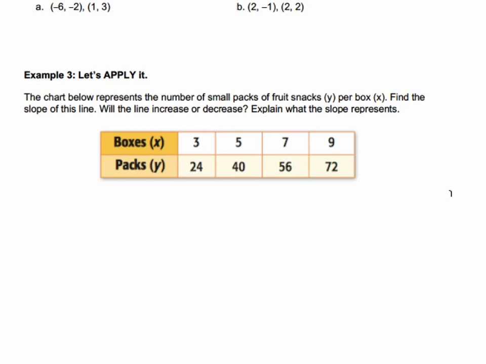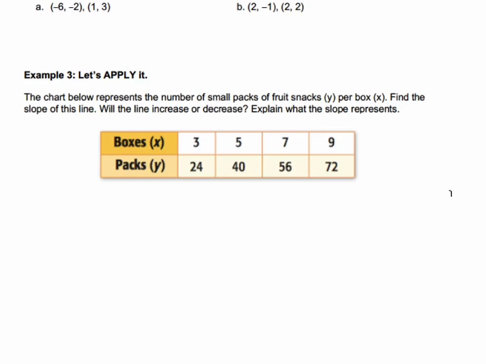All right, the chart below represents the number of small packs of fruit snacks. You know, if you imagine going to Giant Eagle, or Aldi or wherever you shop, get those little gushers. Those are good. This seems about right. If I buy 3 boxes, I might get 24 packs. 5 boxes, I might get 40. 7 boxes, I might get 56 little packs of fruit snacks, if I'm buying for the entire 2nd grade class at my kids' elementary school.